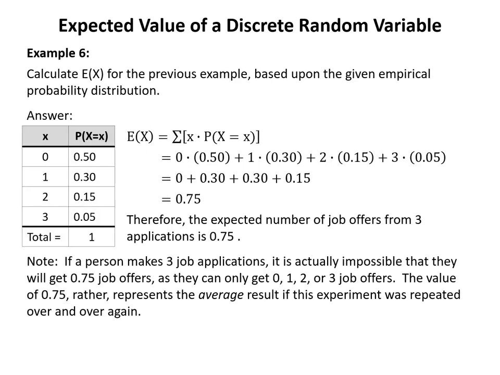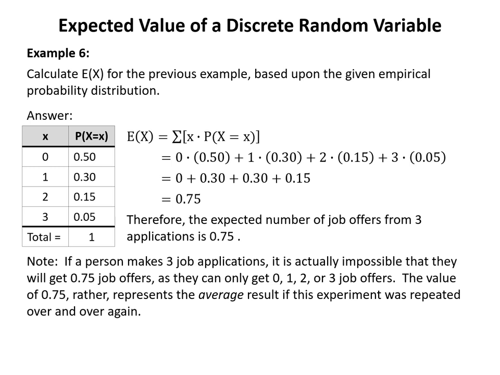In example 6, we are asked to calculate the expected value of X for the previous example based upon the given empirical probability distribution. So we see again here that same probability distribution for X. This is for the three job applications where X is the number of job offers that result. So we apply the rule that the expected value of X is simply that sum product of taking each X value and timesing it by its probability, and then we add those up.